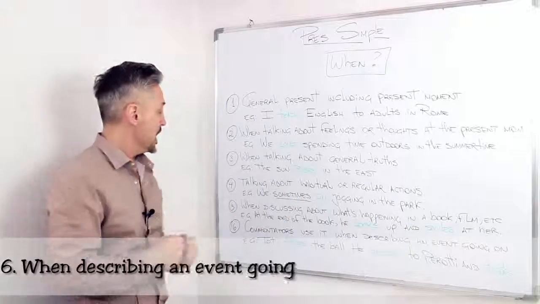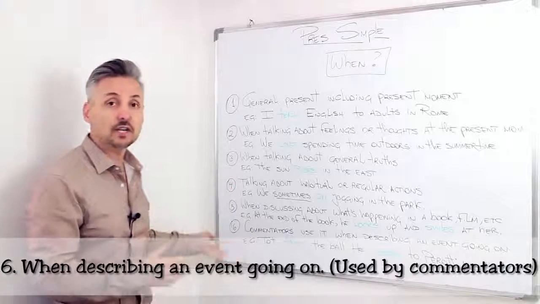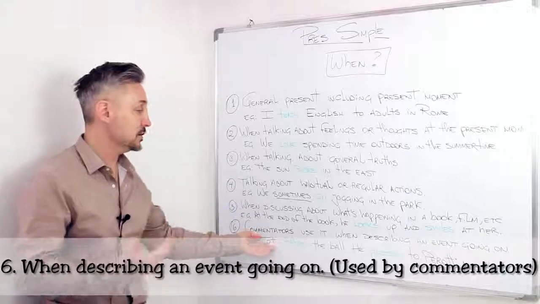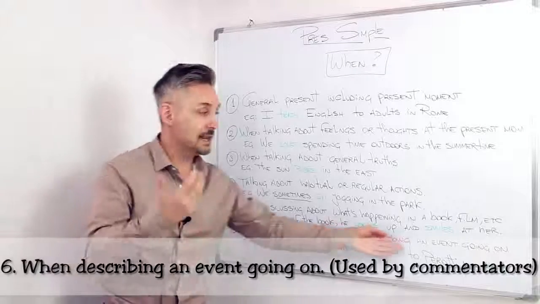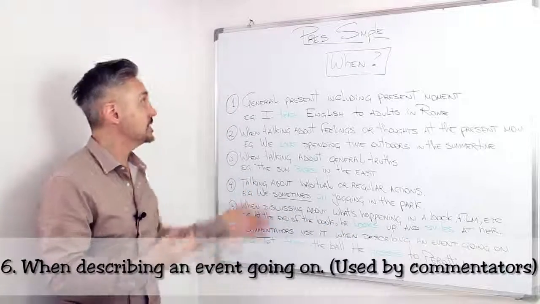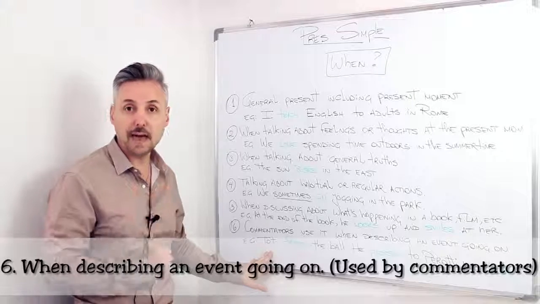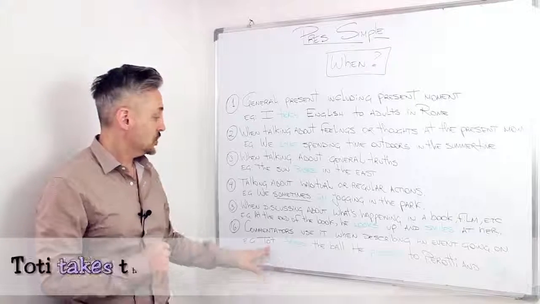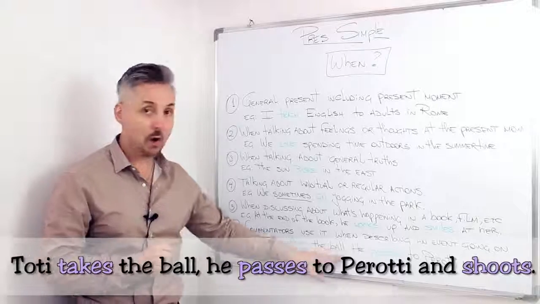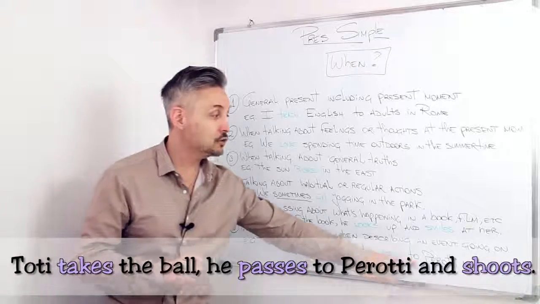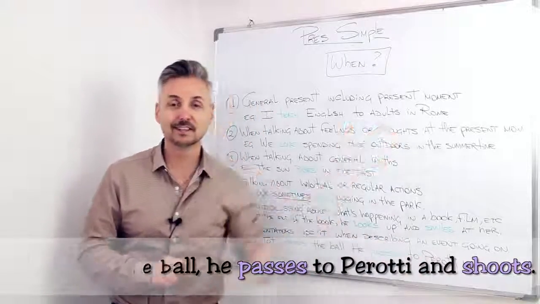Now, the sixth situation is when commentators are describing an event going on, they use the present simple. So, for example, in a football match or a soccer match. So, Totti takes the ball. He passes to Perotti and shoots.